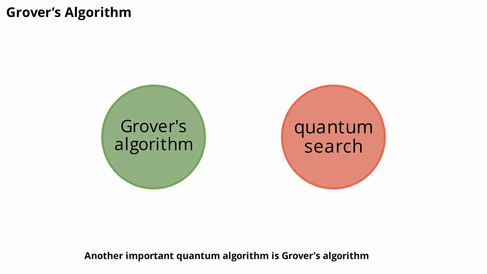Another important quantum algorithm is Grover's algorithm, which speeds up searching through unsorted data. While classical computers need to check each item one by one, Grover's algorithm can find the answer in far fewer steps. This could have applications in database search, optimization, and even artificial intelligence.